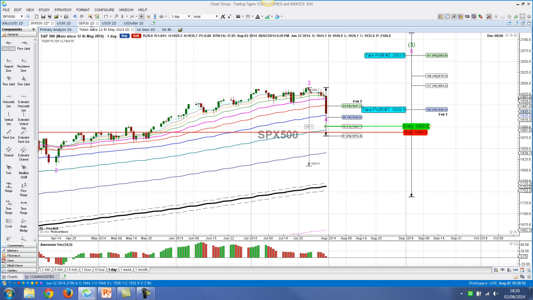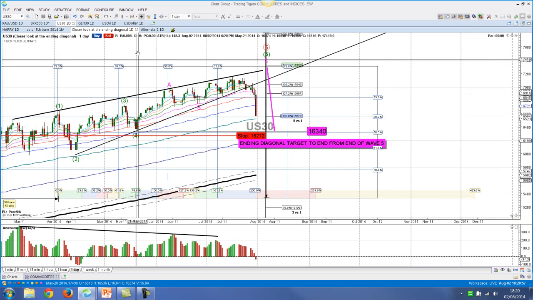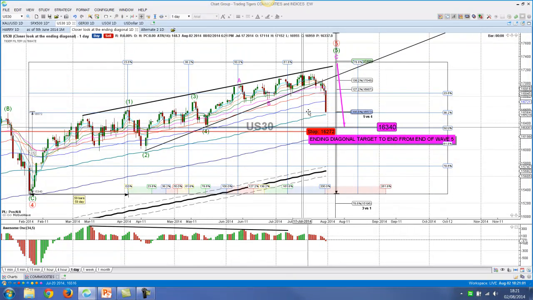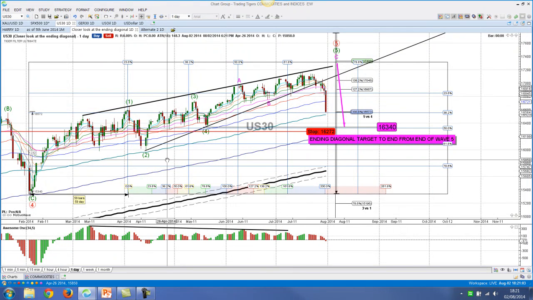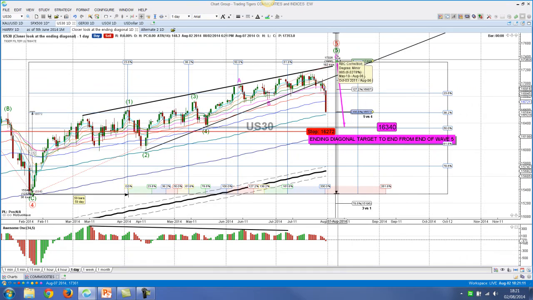Okay, fine, so let's move on. Next one is the US30. Yeah, we've been looking upon this as being an ending diagonal. Things have come into a quicker downturn than expected before our wave C has completed.